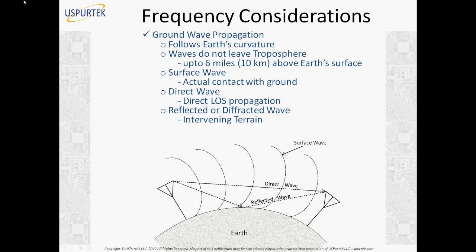Surface waves, they have actual contact with the ground. There is also direct wave, direct line of sight propagation from the transmit to receive antenna. There can be reflected or diffracted waves too. There could be objects here or the surface of Earth itself from which the waves are getting reflected.